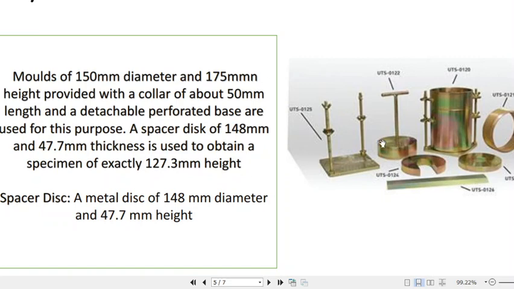So basically, what is the purpose of this? Initially, during the filling of this mold, that spacer disc is put in the bottom portion of the mold, and after putting the soil sample, that spacer disc is removed. Okay, and the spacer disc is a metal disc. It is of 148 mm diameter and 47.7 mm height.